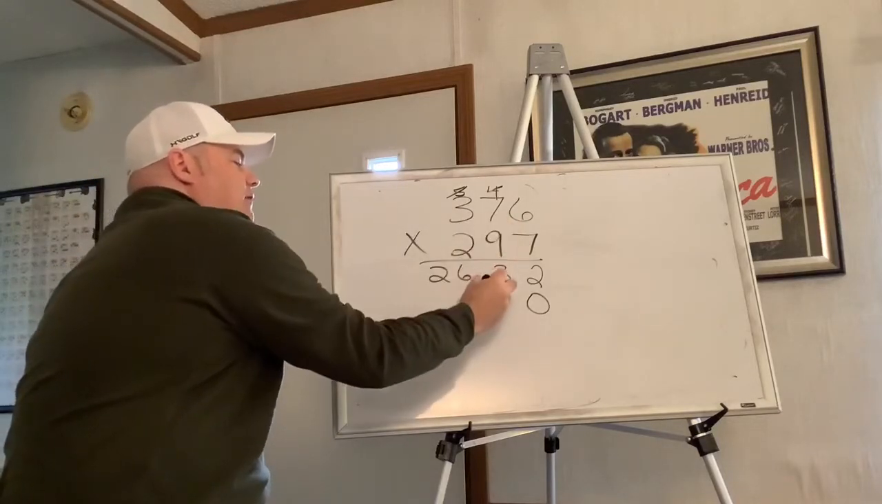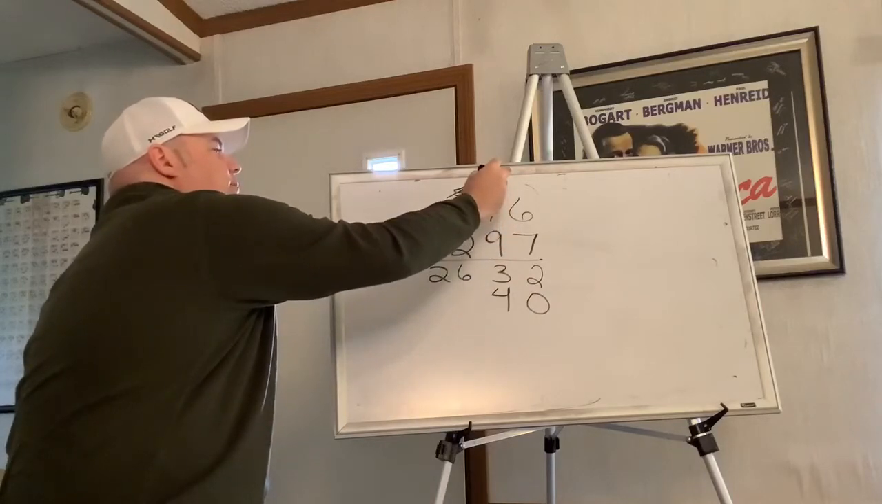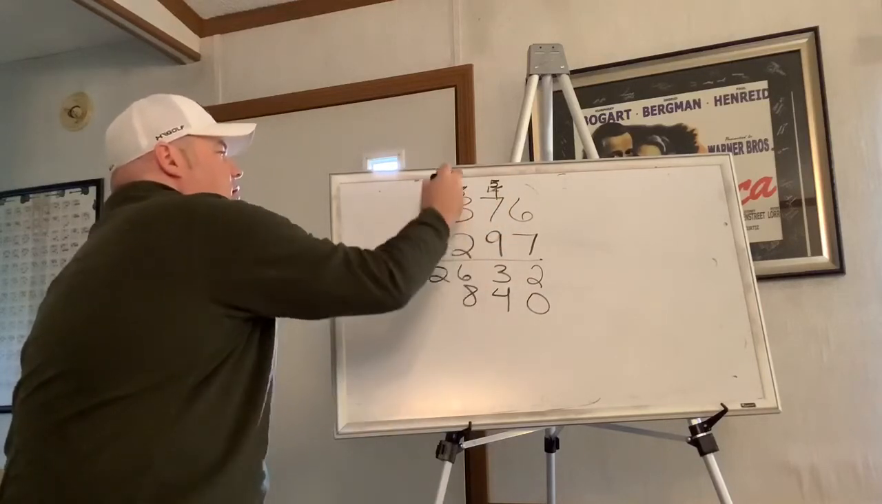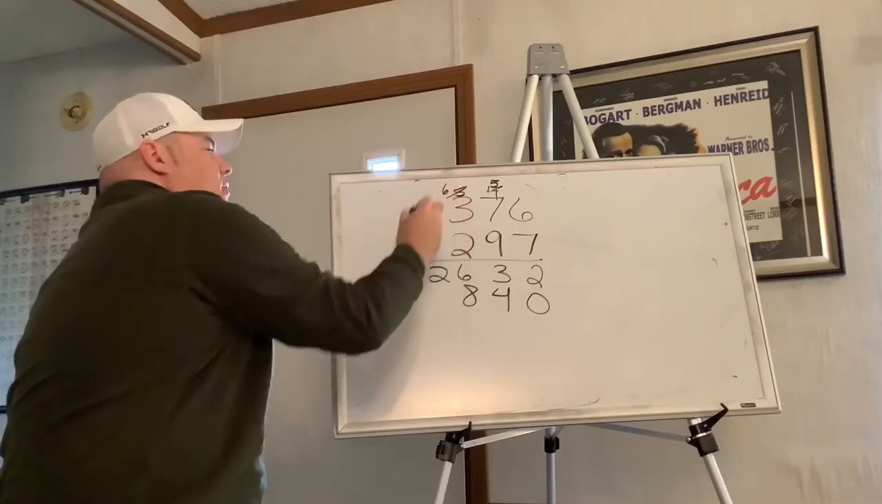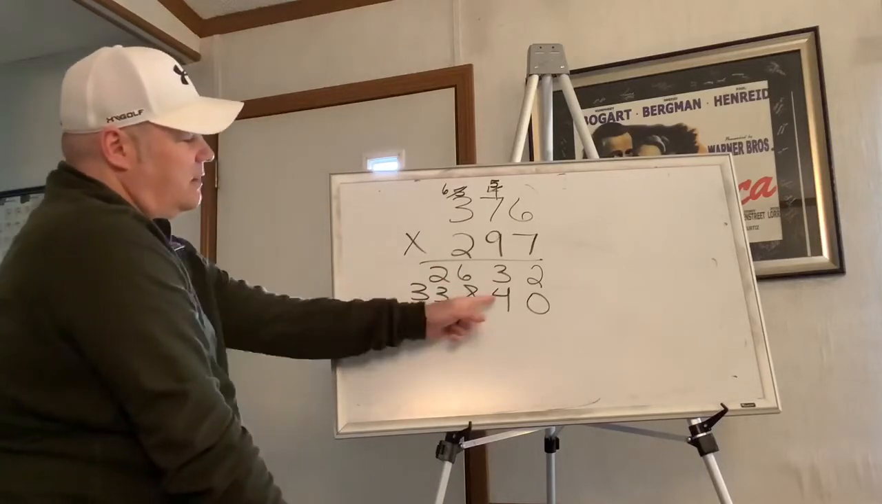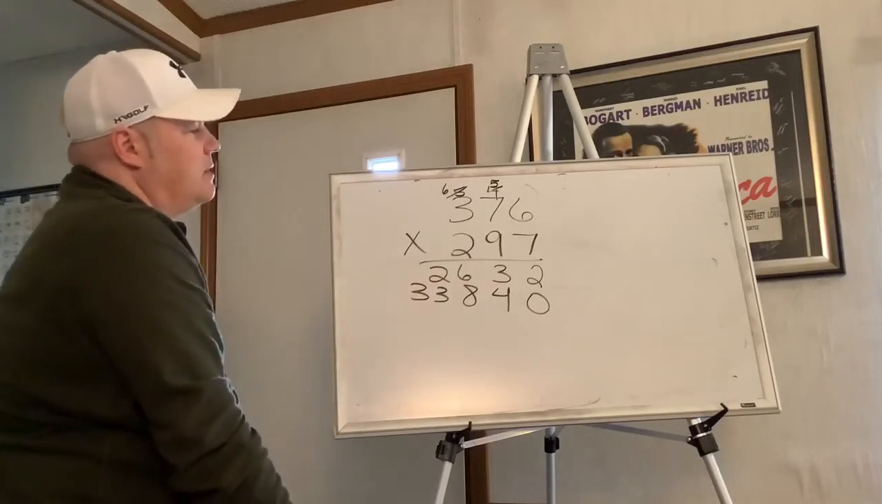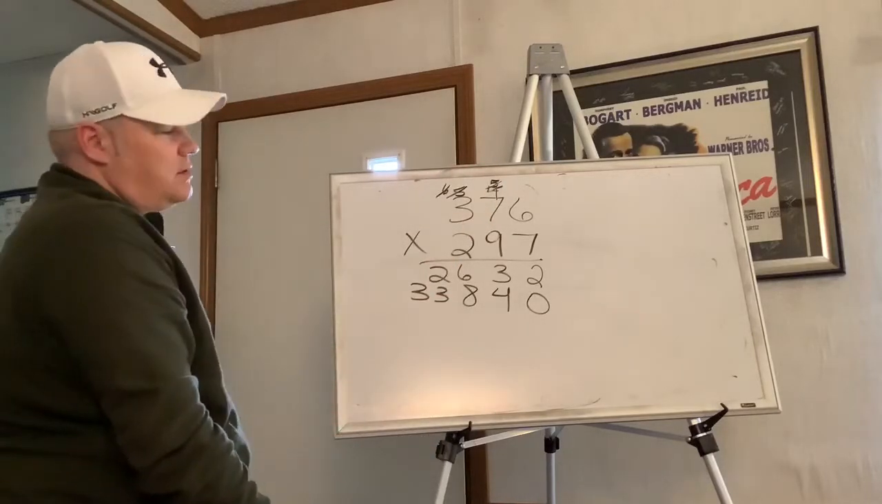9 times 6 is 54. 9 times 7 is 63, plus 5 is 68. And 9 times 3 is 27, plus 6 is 33. So check these 2 rows, make sure you have them lined up right, that the numbers are right. And once again, I'm going to cross those out. I'm done with those. I don't want to reuse those.